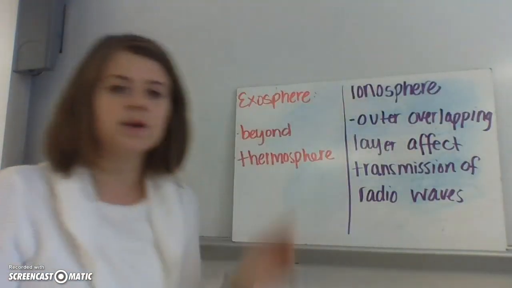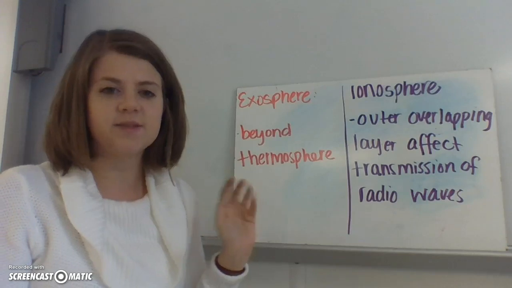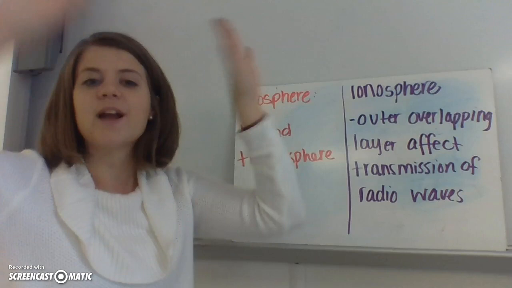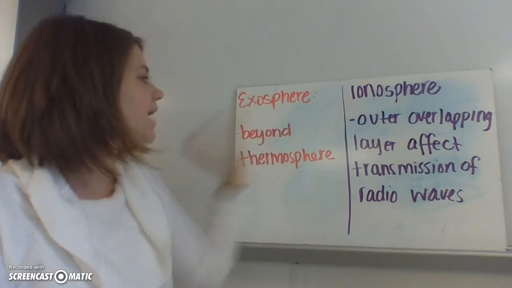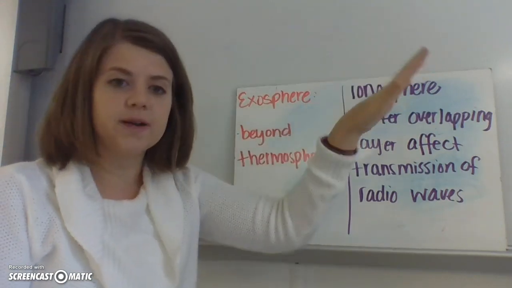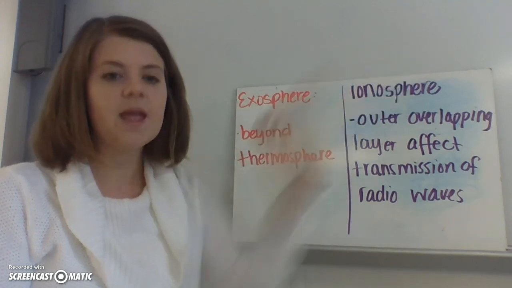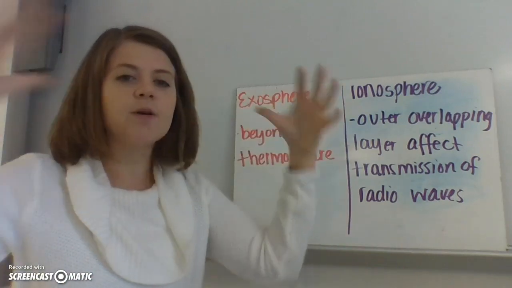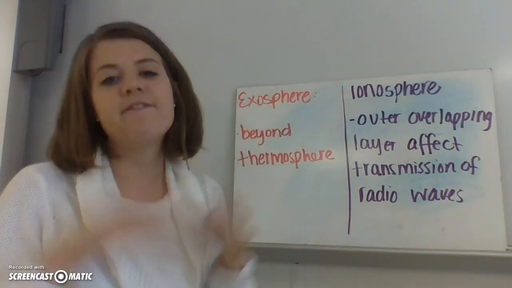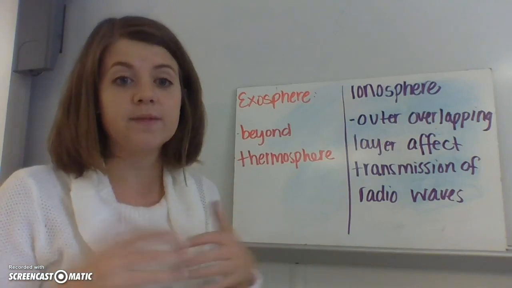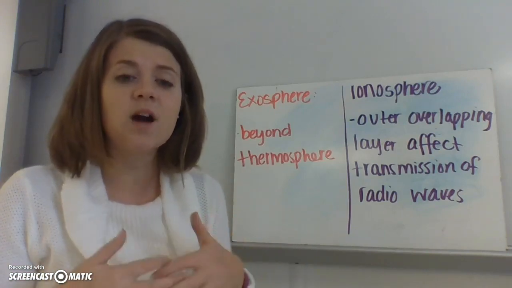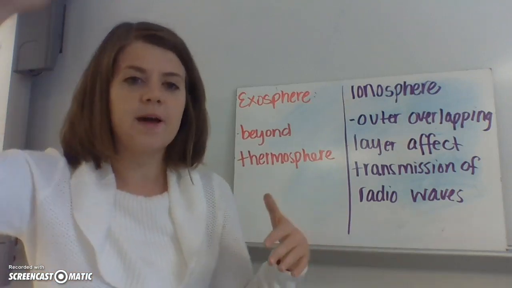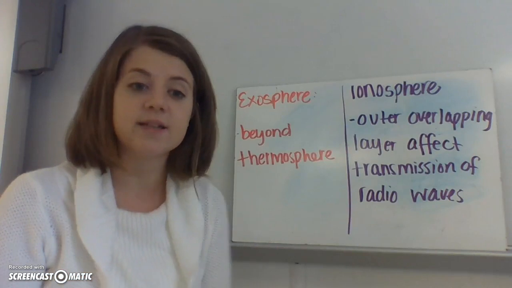And last but not least, we're going to talk about the exosphere versus the ionosphere. So this is the outer portion of our atmosphere. It's there at the tippy top. The exosphere is anything beyond the thermosphere. So it is going out into space. Now, why do we talk about the ionosphere? The ionosphere is kind of an outer overlapping layer that affects the transmission of radio waves. So that's really important for us now with all the technology that we have. We need to understand how the radio waves are being affected by the ionosphere.